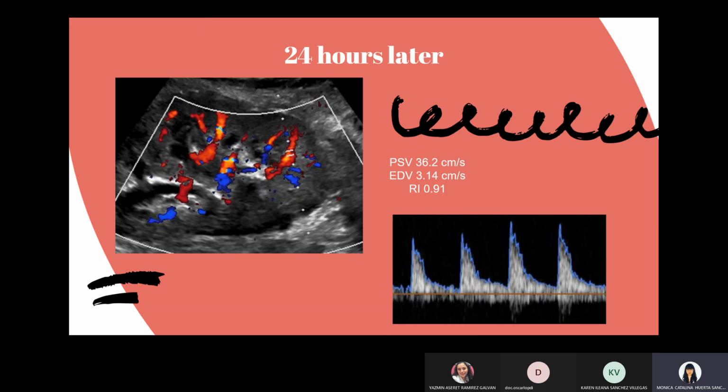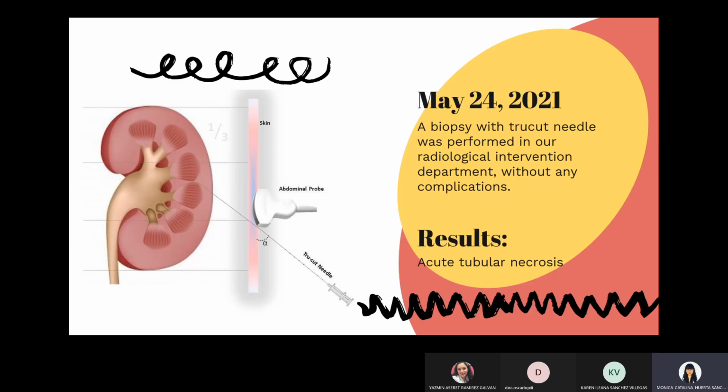24 hours later, we performed another ultrasound, which had the same results: normal grayscale findings and abnormal spectral findings with a high resistive index. During all this time, the patient was receiving medical treatment with steroids and immunosuppressants, but she still required hemodialysis to maintain a proper kidney function. So on May 24th of the same year, a biopsy was performed here in our intervention department. It was done with a Trucco needle, and there were no complications during the procedure. The results of the biopsy were acute tubular necrosis.